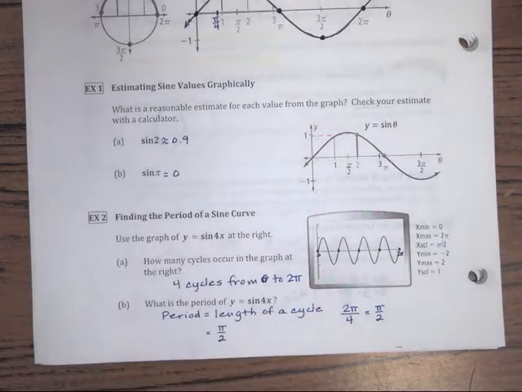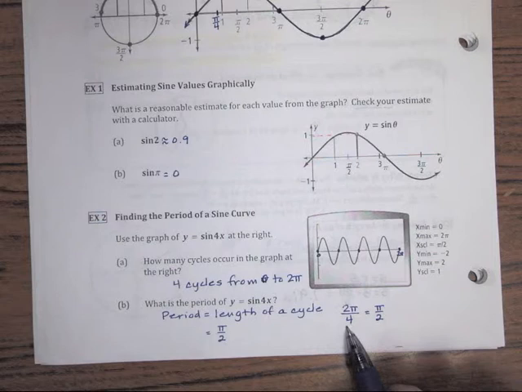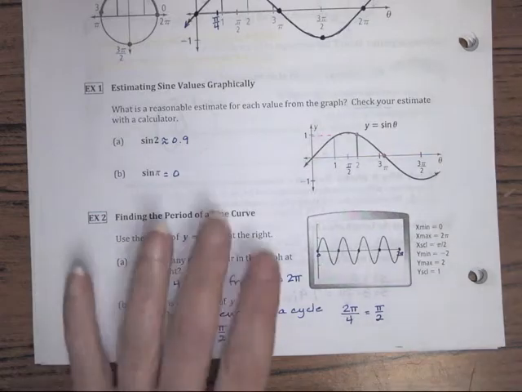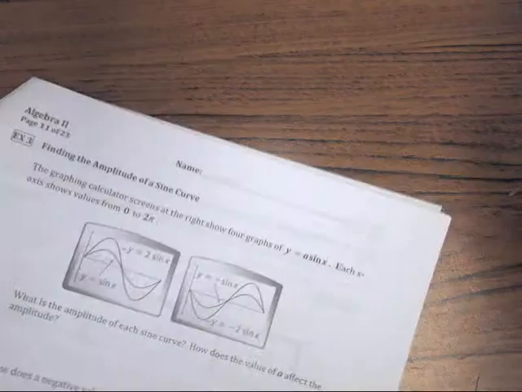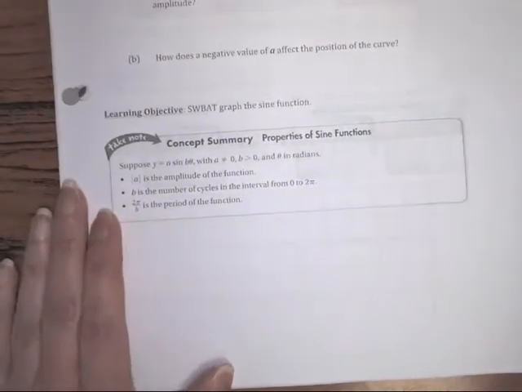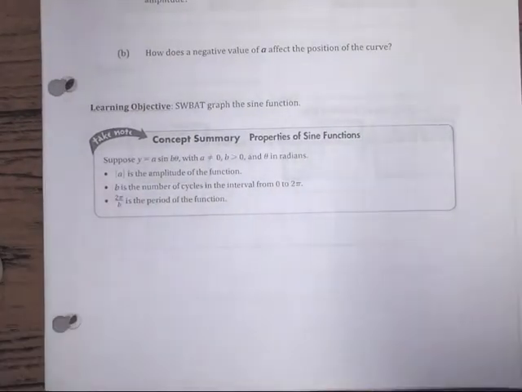Wait, the equation's 2 pi over the amount of cycles? Yep. It's over this number right here. So it's always going to be 2 pi on the top? Yep. And in fact, if you go to the next page, this is written out for you in the middle of the page.